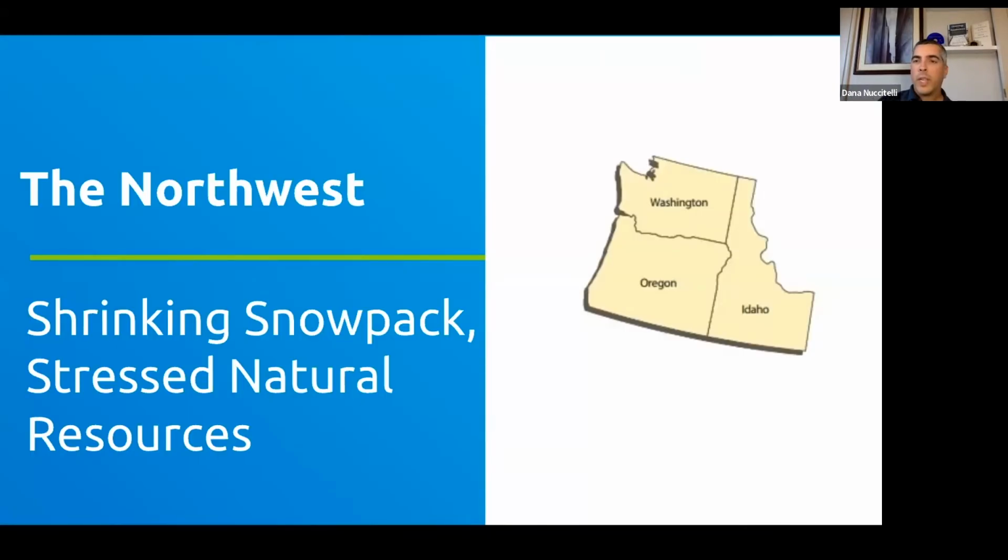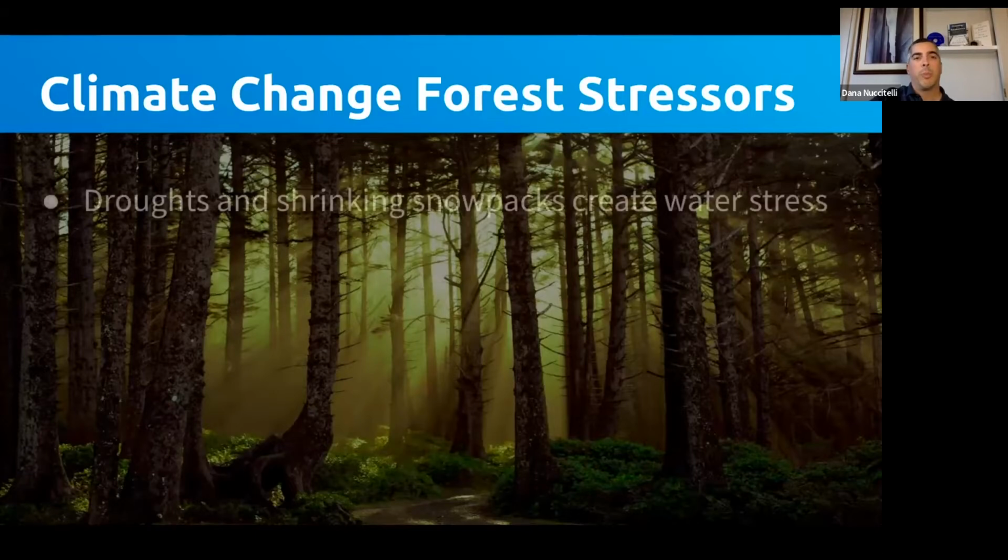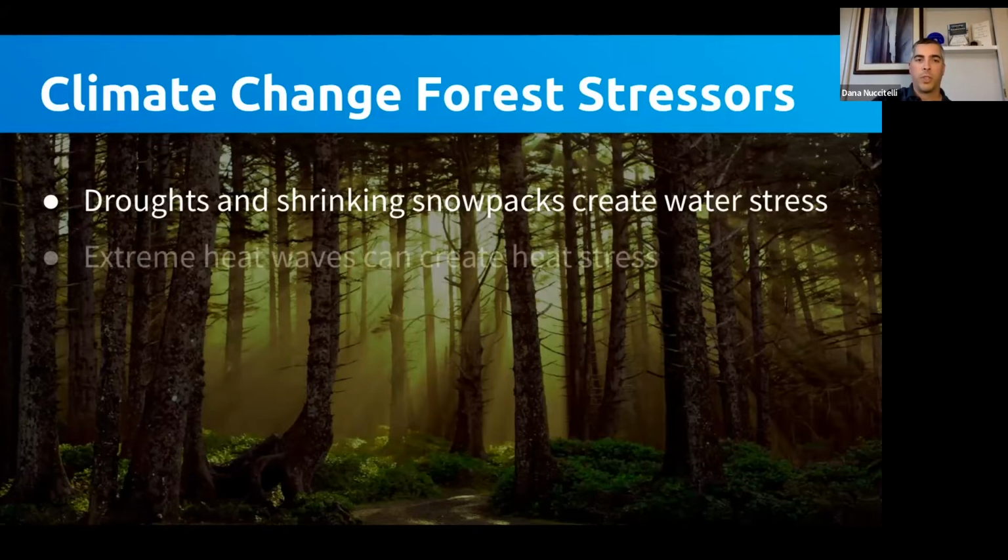And then we have the Northwest, Washington, Oregon, and Idaho, which also has very similar shrinking snowpack problems, which since I covered it in the last slide, I won't cover for the Northwest, but they also have various stressed natural resources that they have to worry about. So for example, they have a lot of really nice forests in the Northwest, but they're facing the same kind of drought problem as the Southwest, and also the same kind of shrinking snowpack. And so that lack of water creates water stress for the trees.